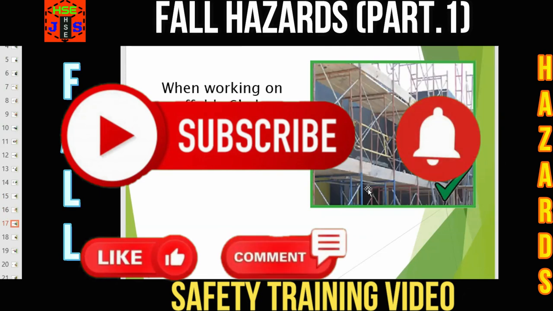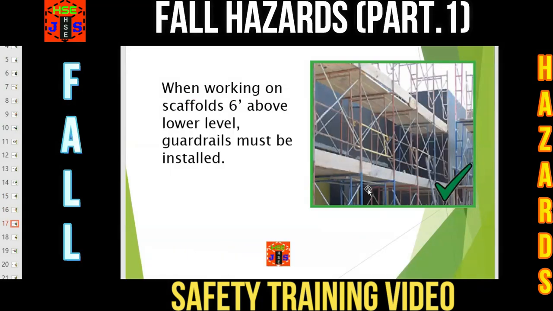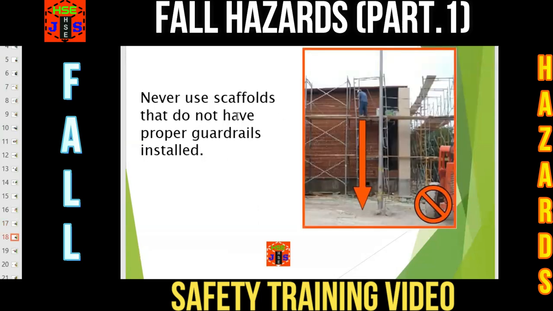When working on a scaffold 6 feet above a lower level, guardrails must be installed. These are the examples of guardrails: top rail, mid rail, toe board, platform, all of the items installed properly. This kind of scaffold is a safe structure. If this is inspected and tagged as green, you can access and perform your work activities without any fear and hesitation. But never use scaffolds that don't have proper guardrails installed.